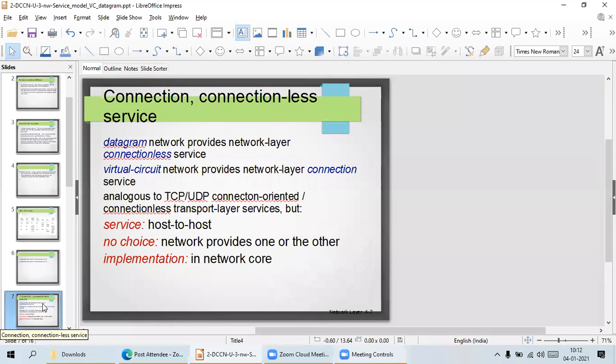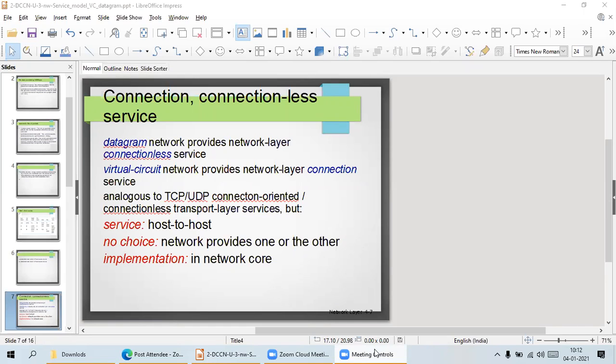Connection-oriented service means your mobile phone or landline depends on the virtual circuit network model. Virtual circuit is nothing but connection oriented, and your mobile phone or your landline is nothing but a virtual circuit network. Your landlines and your mobile phone follow connection-oriented virtual circuit networks.